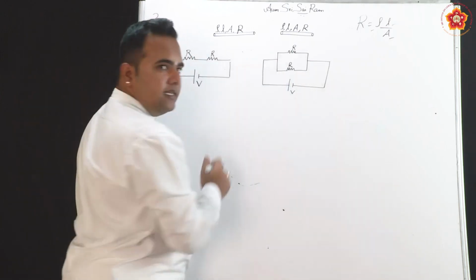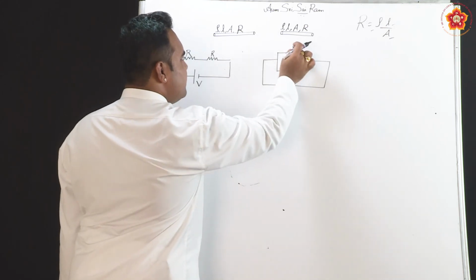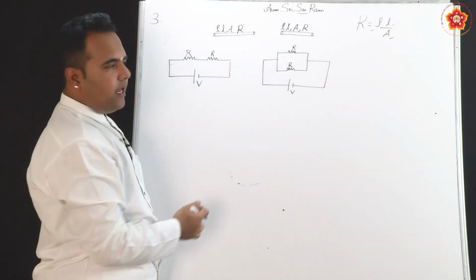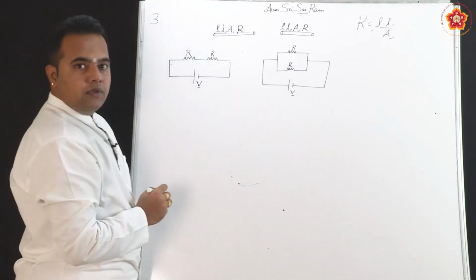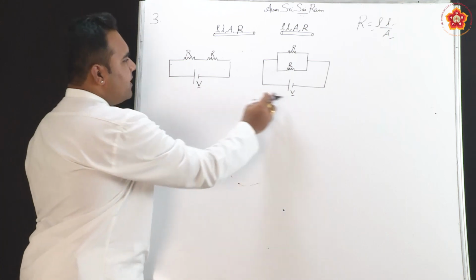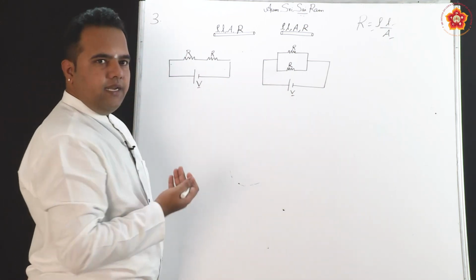And in the second case, these two resistors, the same wires, are connected in parallel, which means R and R are connected in parallel across the same potential difference V. So whatever potential difference I apply here, I apply the same thing here. They are asking us to calculate the ratio of heat in series and heat in parallel.